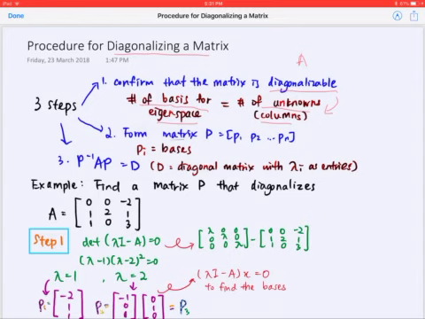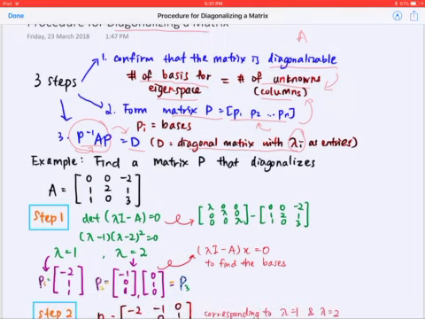The number of bases for the eigenspace must be equivalent to the number of unknowns for the matrix A to be diagonalizable. Then you form a matrix P which consists of all the bases that you have found from the previous step. The last is to express P inverse AP in the form of a diagonal matrix D, with the eigenvalues lambda as the entries. So basically, you just need to rewrite this expression. You don't need to calculate P inverse AP, because this will definitely give you the diagonal matrix if you get the correct eigenvectors.